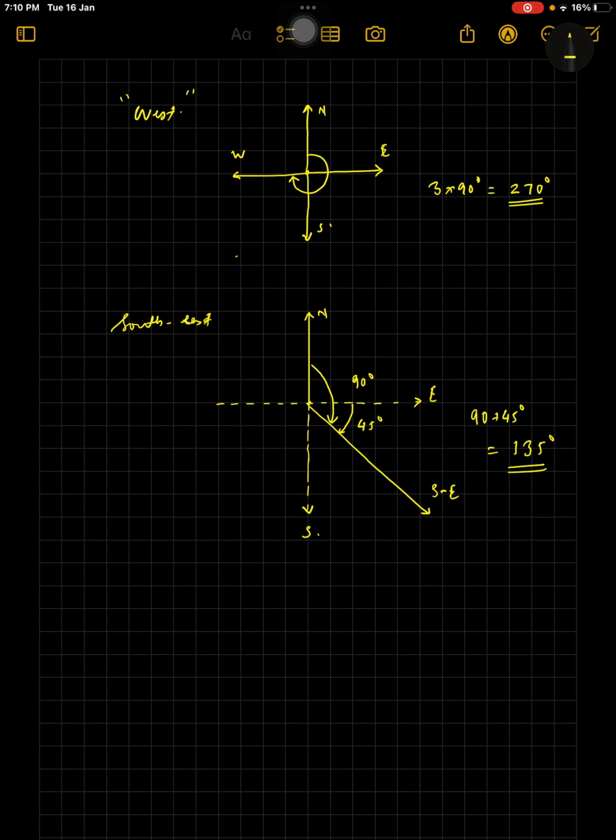Likewise, I want you to try for northeast and see. What would be the bearing for northeast? Try that. Pause the video and try that.